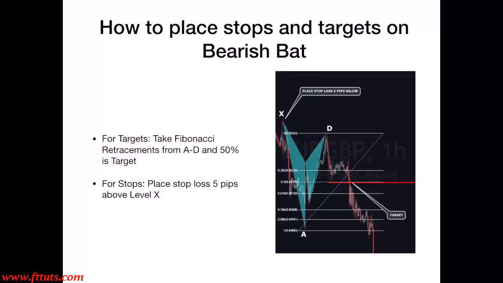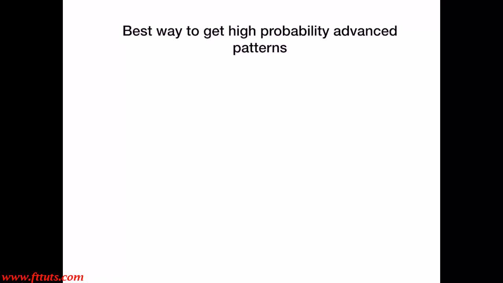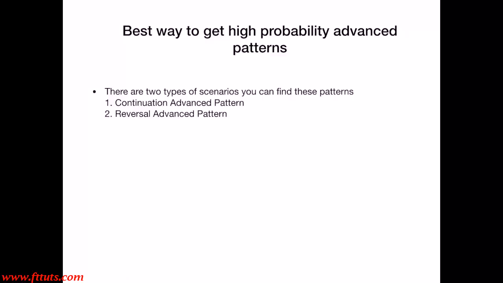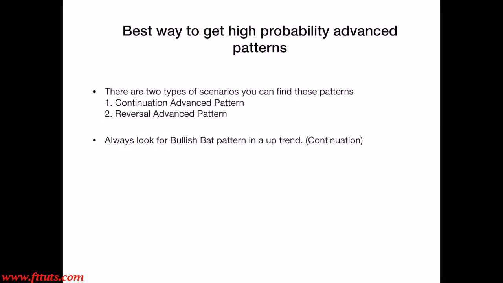And you can see that we get activated by wicks utilizing these advanced patterns. And now we're going to take a look at the best way to get high probability advanced patterns. There are two scenarios where you can find these patterns: continuation advanced patterns and reversal advanced patterns.